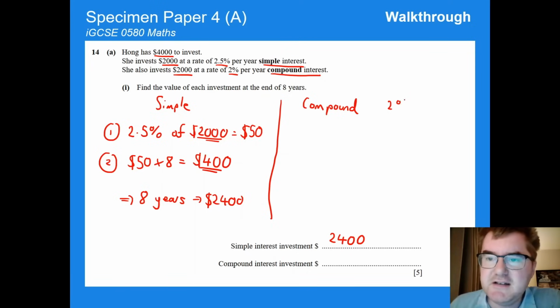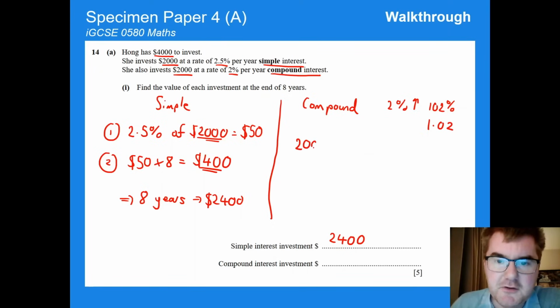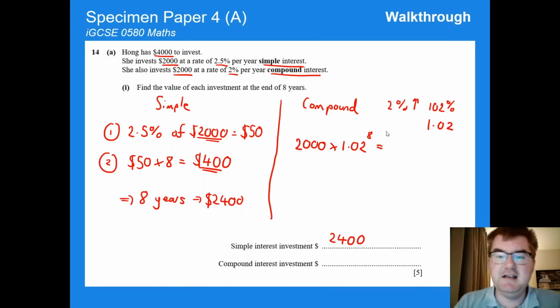Now compounding in some ways is actually easier to work out because what we do is we change 2% increase into a percentage. Well, a 2% increase is the same as 102%, and as a decimal that's 1.02. Now why is that helpful? Because now we just put it into the formula. So we do 2000 times 1.02 to the power of 8, because we're doing it over 8 years.